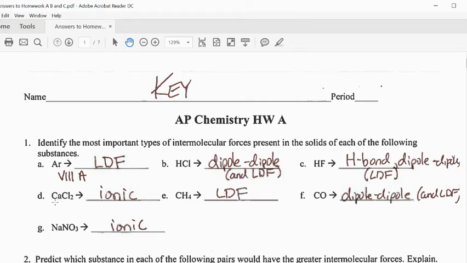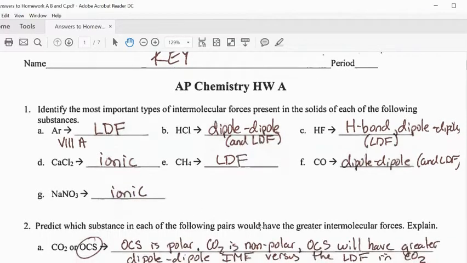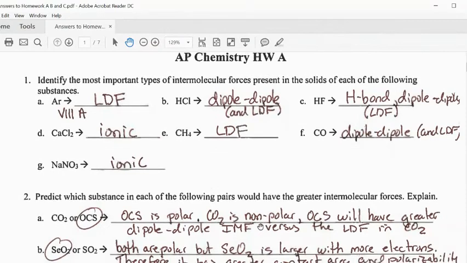Calcium chloride, you have a cation and an anion, so that's held by ionic bonding. CH4 is nonpolar, so it's going to have London dispersion forces. CO, you might actually need to draw this one. It's C triple bonded to O, and you have to move some electrons around. It's definitely a dipole, so it's also going to have London dispersion forces. And then NaNO3 is an ionic compound. You have the sodium and the nitrate.